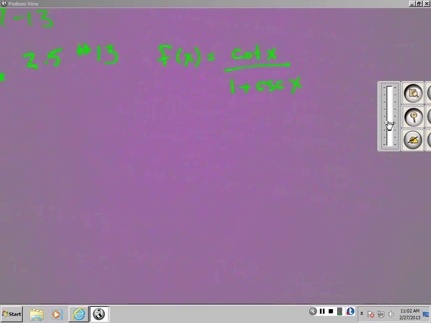So this is our problem. Is it somewhat better if I zoom in and you can't see much of the paper, or if I keep it zoomed out? This is good? Okay.